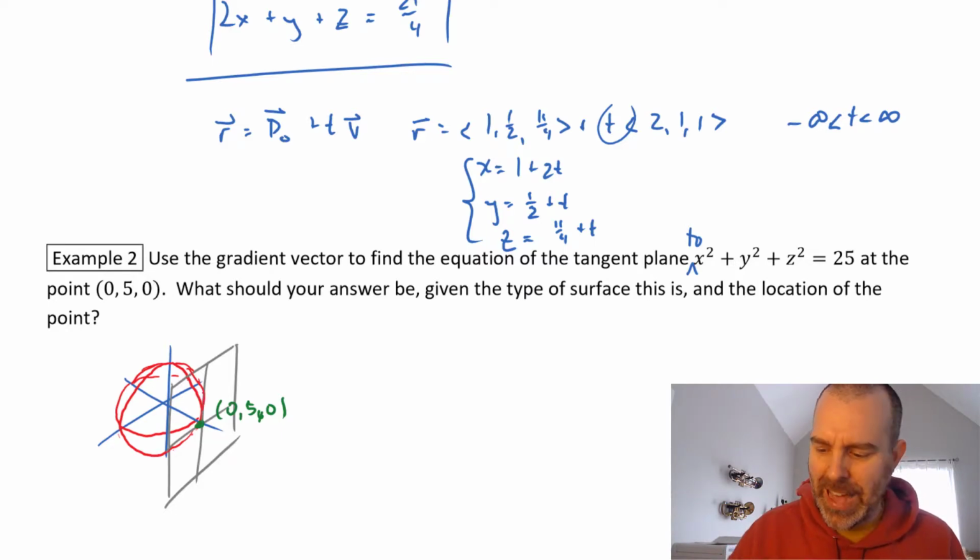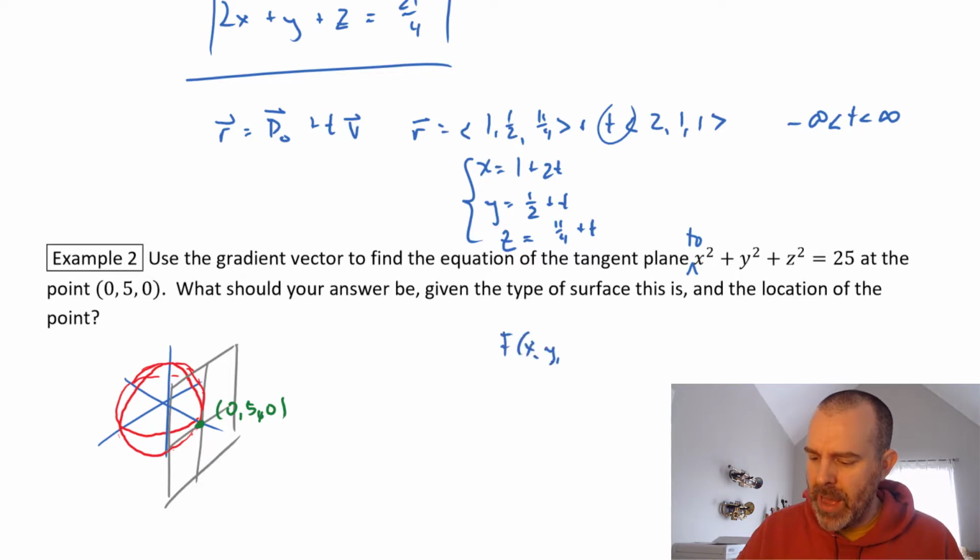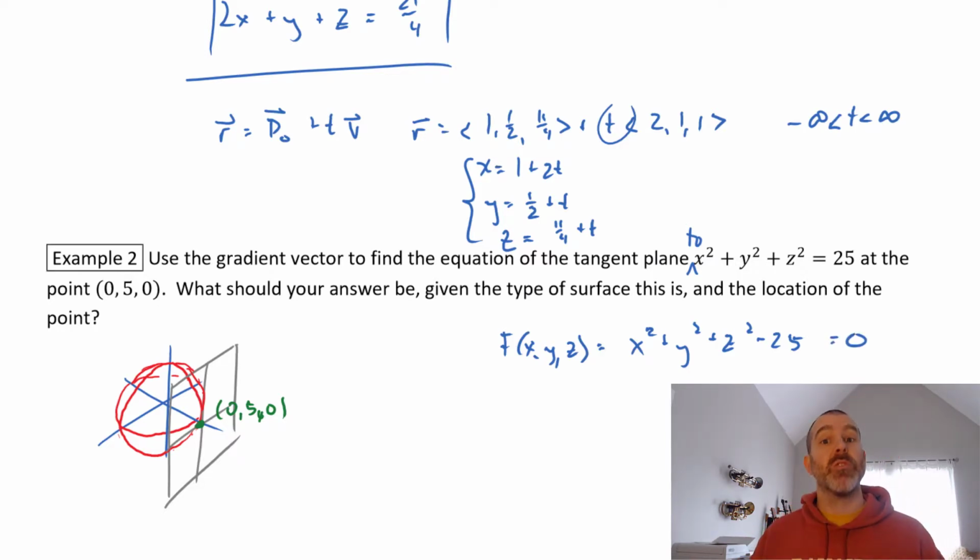Okay, what we have here, f of x, y, z equals, what we need to do is we need to get it equal to 0. Now it doesn't really make a huge difference this time because the right-hand side was just a constant. But if there was x and y's on both sides, you do need to get it equal to 0.